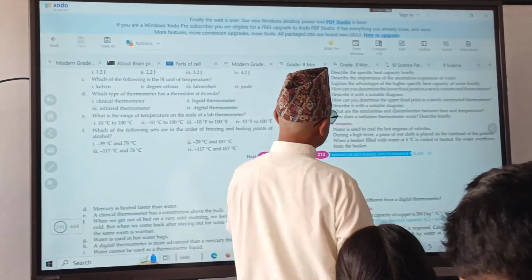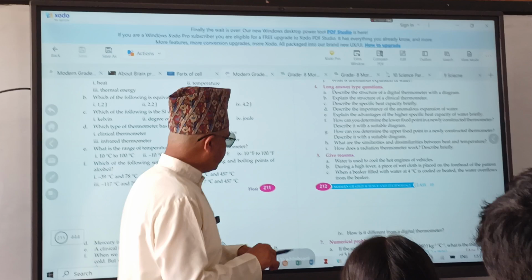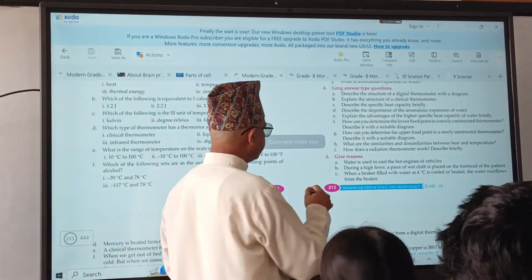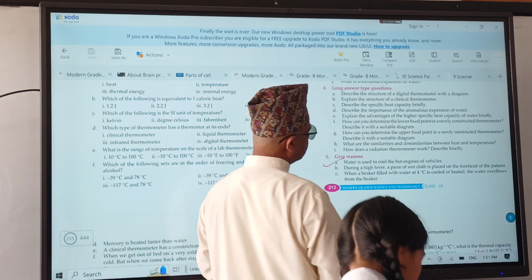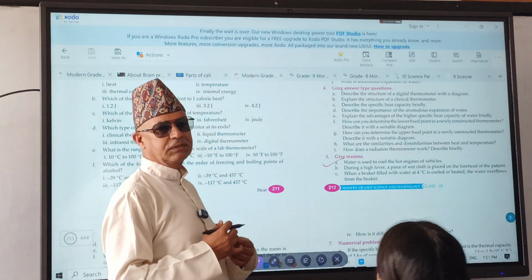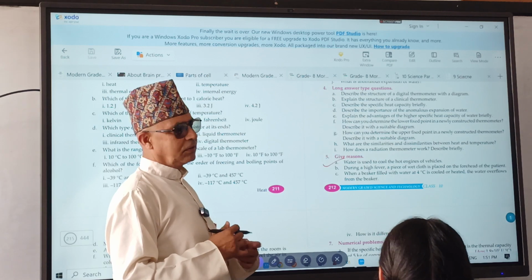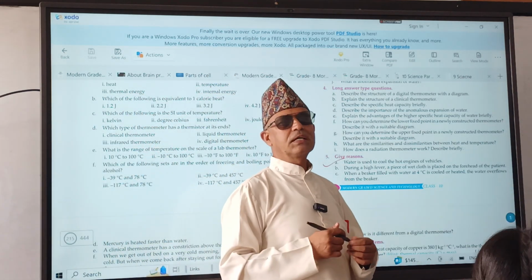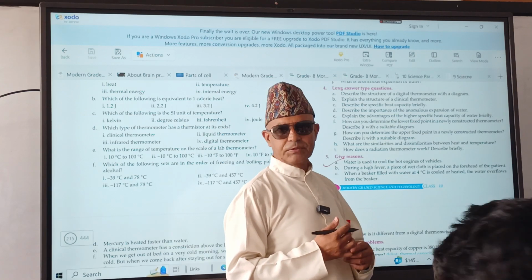Okay, give reasons are here. Shall we discuss question number 5A? Please write down the answer in systematic order. Water is used to cool the hot engines of vehicles. What's the reason? Because it has high specific heat capacity. Water is used to cool the hot engines of vehicles because it has very high specific heat capacity.